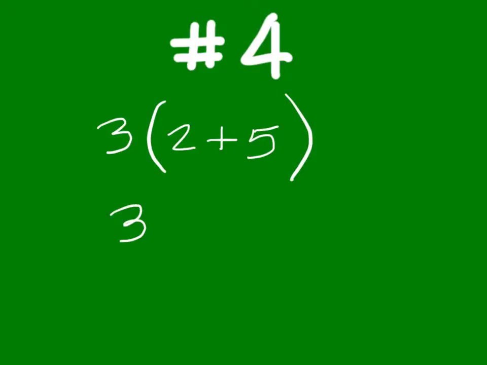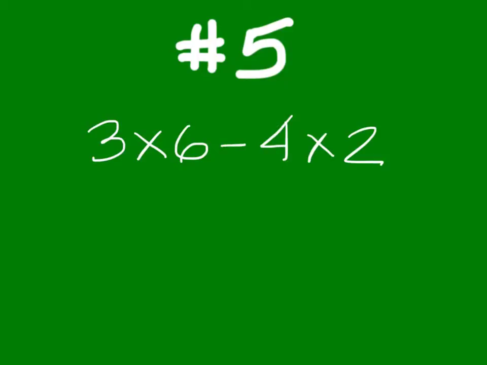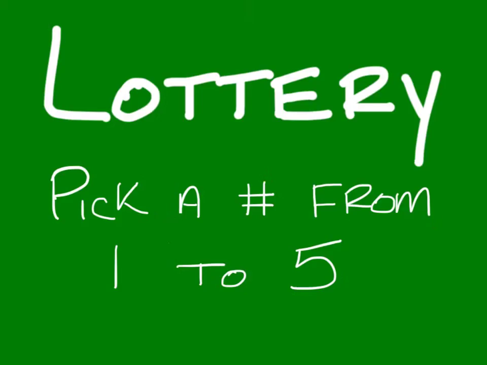This one is 3 times 7, which is 21. Number 5. This one is 18 minus 8, which is 10.